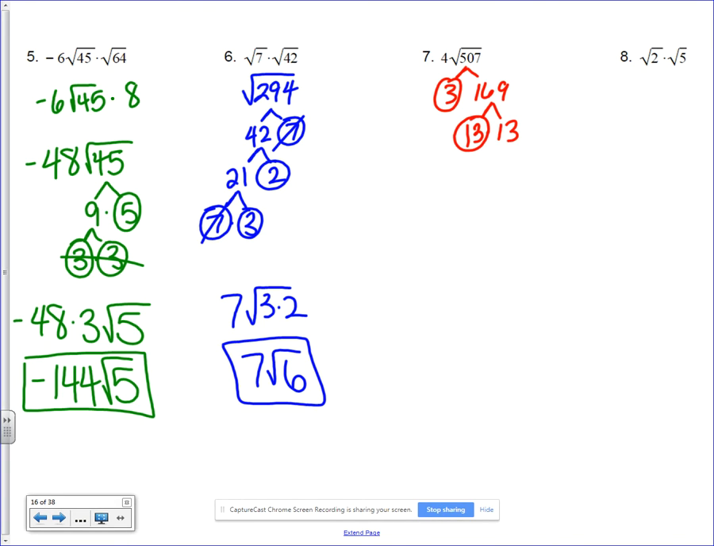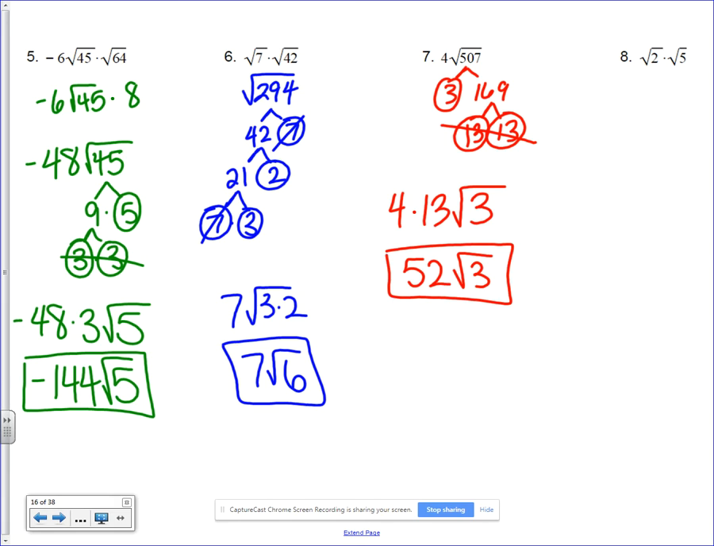Everybody doing okay? So we've got a pair of 13s that's going to come out with that 4 that was already out there. And we've got a 3 left underneath. 52, radical 3. Okay, back to multiplying. Any coefficients to multiply? What's under the radical then?